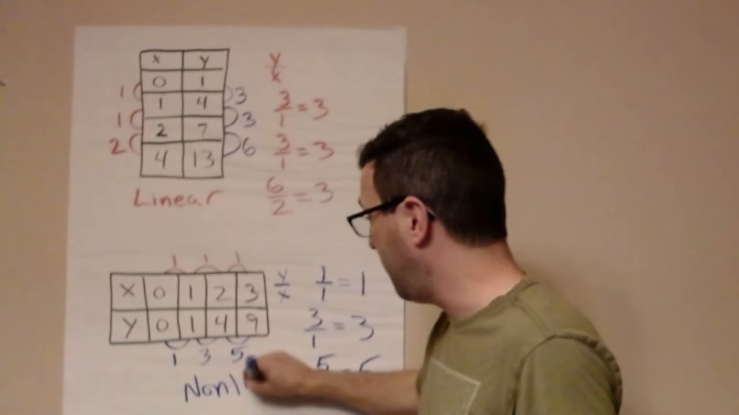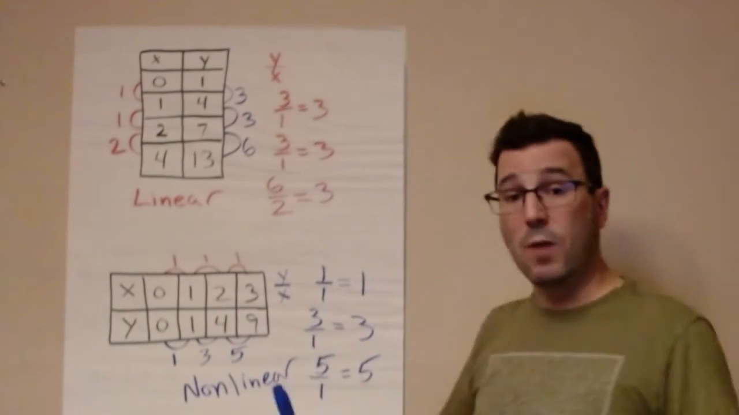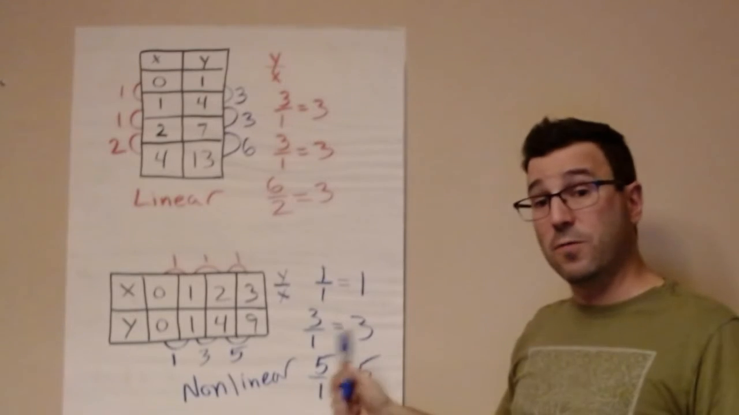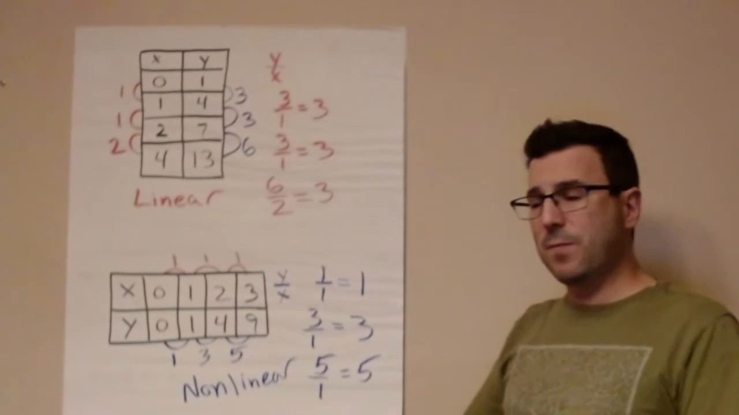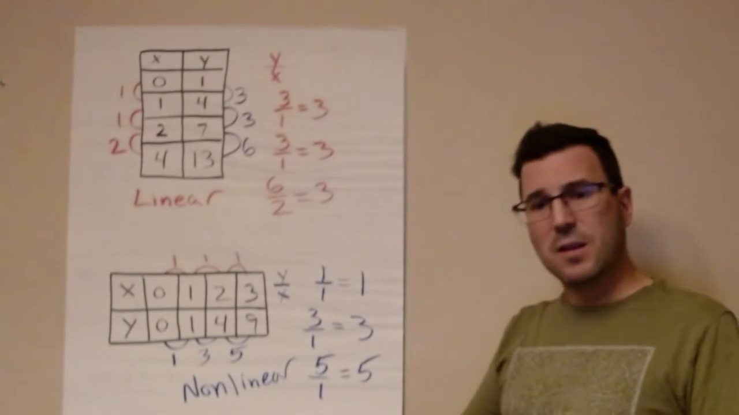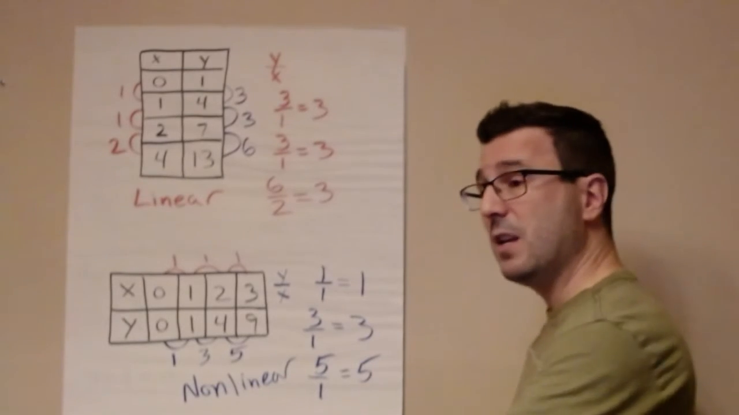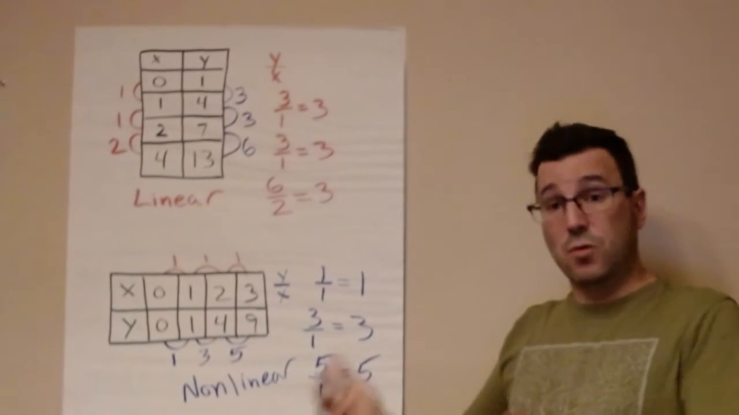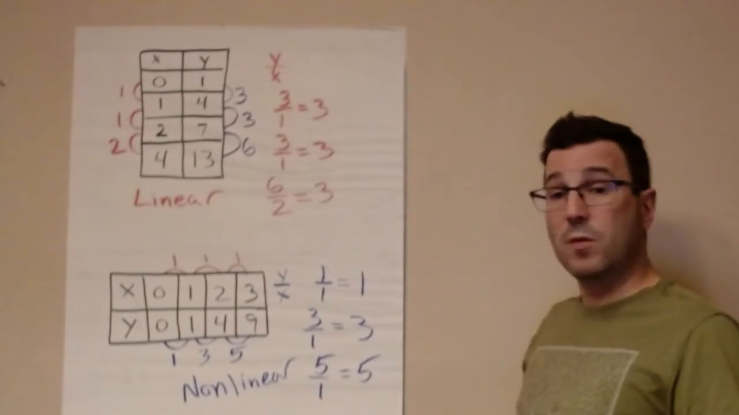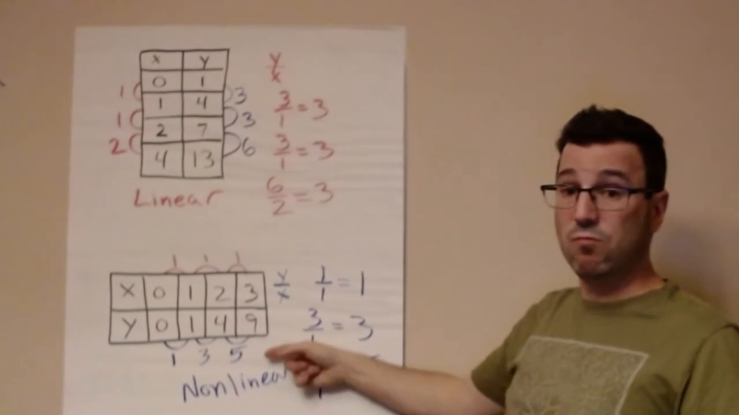This is nonlinear. It's going to change. It's going to curve as if I was to graph it. And that's another way I could actually check these tables: if I graph it, do I have a straight line? Yes? No.